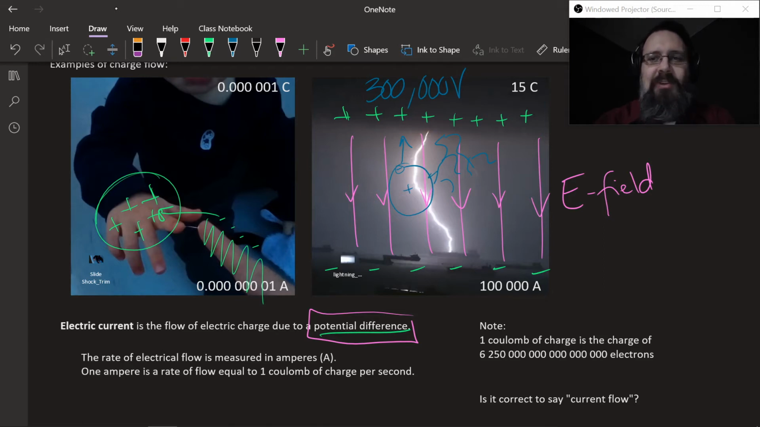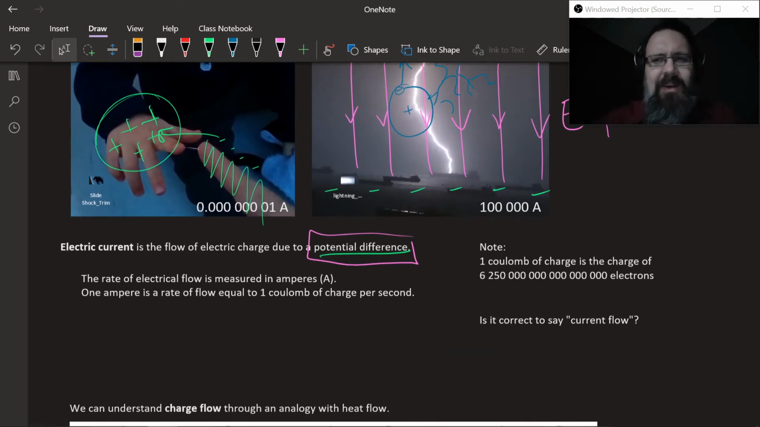So that's a potential difference. Anytime you have two places that have different amounts of charge, even if they're the same charge, they don't have to be opposite charges, it's just anytime you have a difference in charge between two places, you're going to have a potential difference, and that will cause charges to flow.